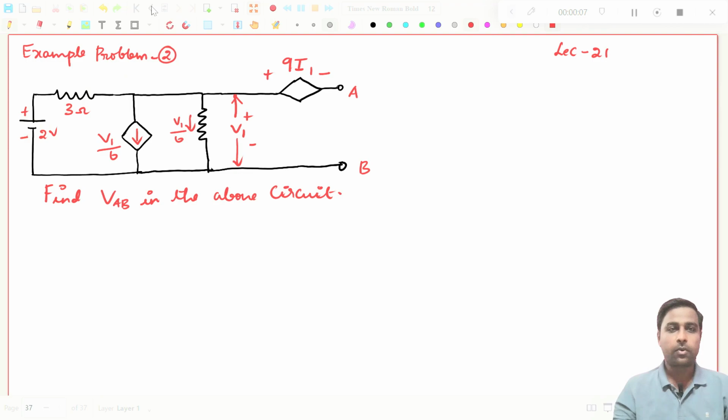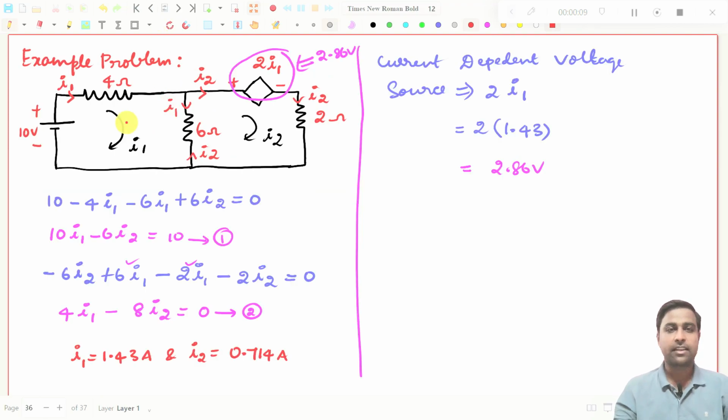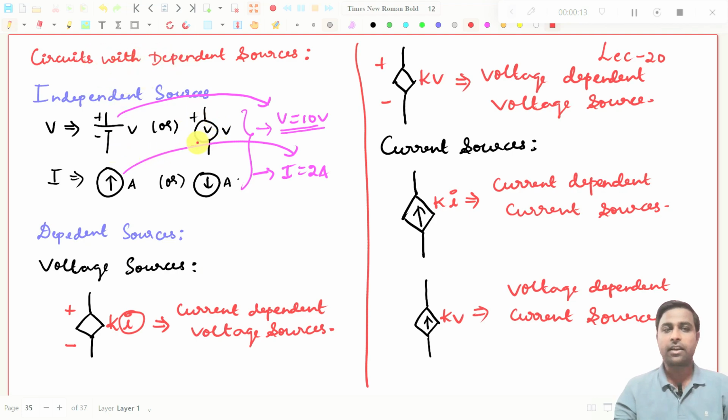And what are the topics we have seen in the last lecture? In the last lecture, we started a new topic, circuits with dependent sources. And we have discussed what dependent sources are. That means current dependent voltage sources.